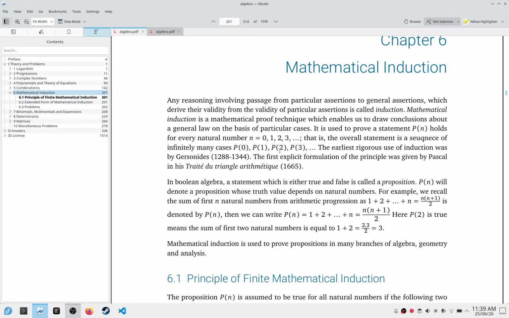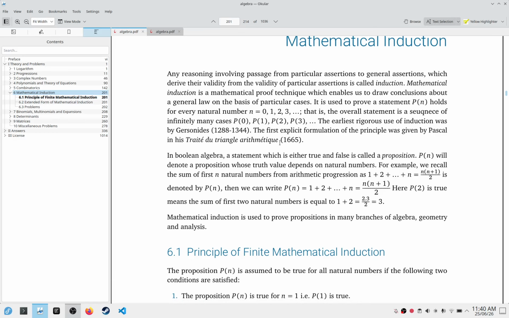In this video, we will start mathematical induction theory and solve 10 problems, as there is not much theory to this. So we'll quickly cover the theory and solve 10 problems.